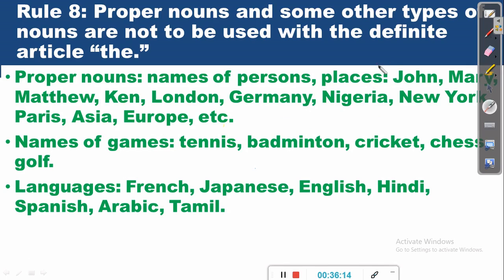For instance, you don't need to say the John, all right, or a John. No, you don't need that. You don't talk of a London or a Germany or the Nigeria. No, it's only in few exceptions that you use a definite article before a particular name of a place. All right.